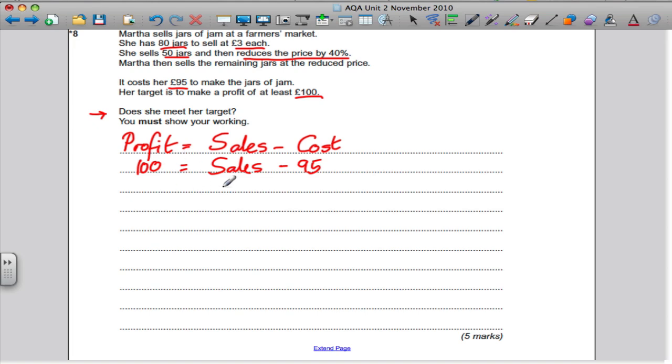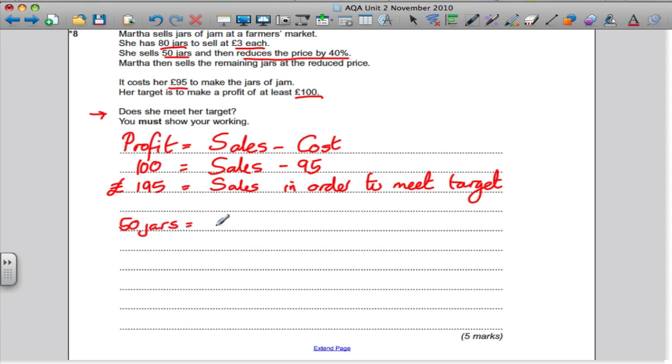So adding 95 to both sides, her sales must be 195. Just adding 95 to both sides. So to meet a target, she needs sales of £195. So £195 equals sales in order to meet target. Okay, well let's work out her sales. She sells 50 jars, and she sells them at £3. So 50 times £3 is 150. So that's how much at full price.